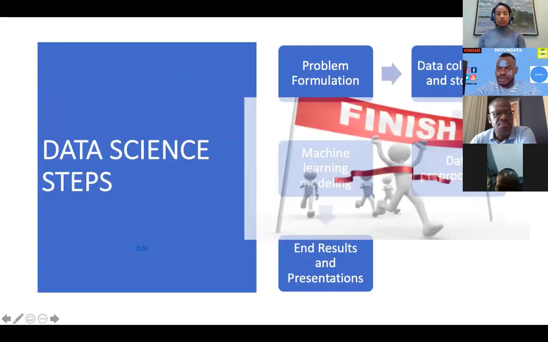So for us here, we're done, right? We've been able to go through the problem formulation phase. We've been able to talk about data collection and storage. We were able to analyze and pre-process the data by cleaning it and realizing that most times the information you get is messy and doesn't come complete. We also looked into our machine learning modeling and algorithms. And from there, we discussed the end results and presentation. So this is very relevant, and I hope you were able to take some meaningful things with you.